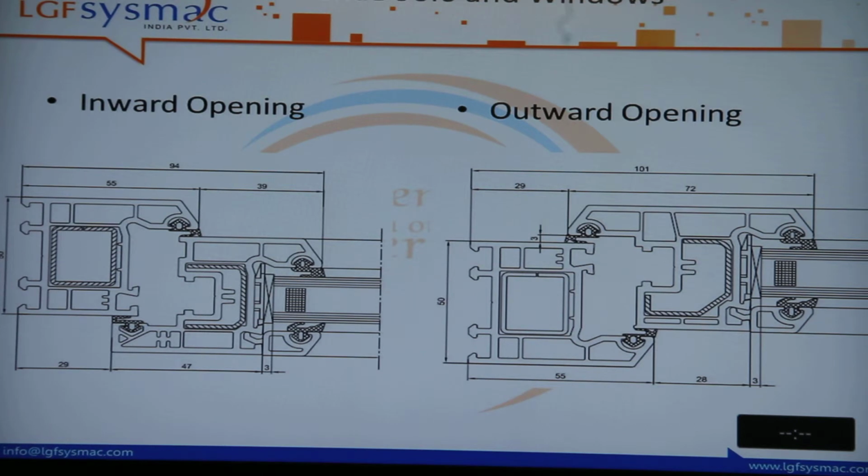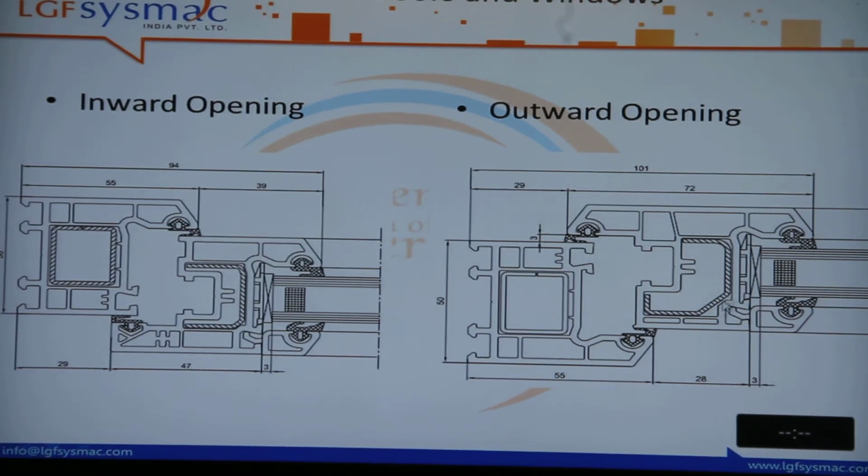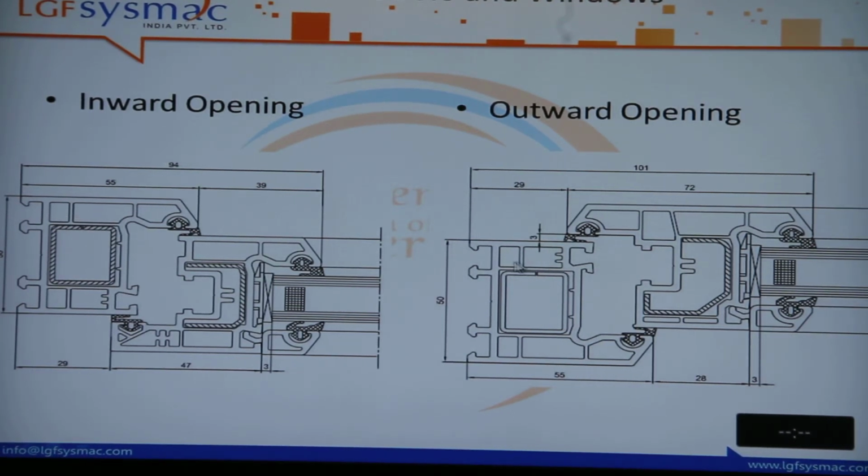Now let's see the meaning of outward opening and inward opening. In inward opening, the sash will be inside and the frame will overlap the sash from the outer side. Here you can see the sash will be outside and the frame will overlap the sash from the inside area. And now you can open the window from this side, and here you can open the window from the inside. Here is the opening.